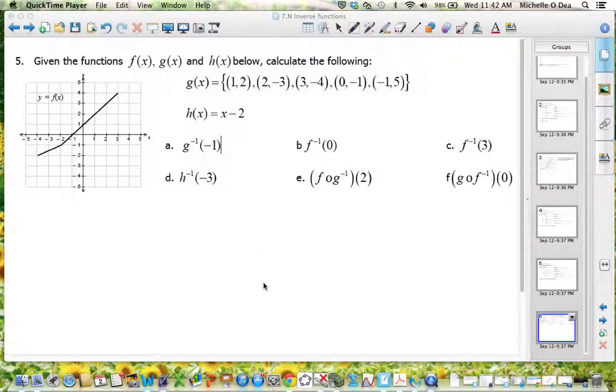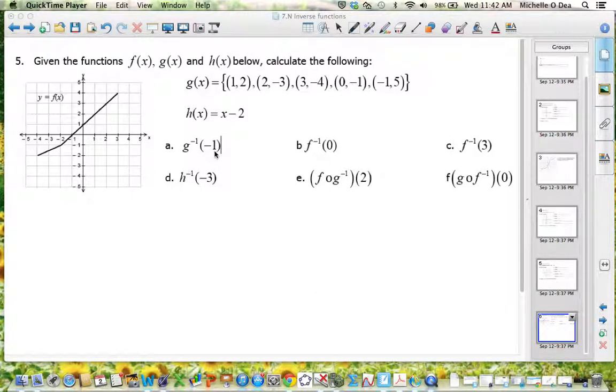Okay, now let's look at question 5. This requires a real understanding of the function and the inverse function here. So we're given these different functions, represented in different forms. We have f of x, the graph of it. We have g of x represented by a set of points and h of x by an equation. So it's asking us to find the inverse of g of -1.